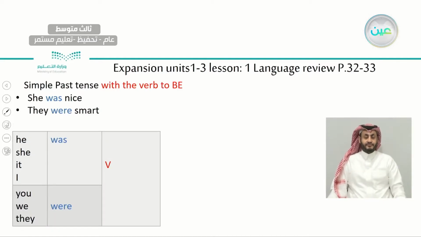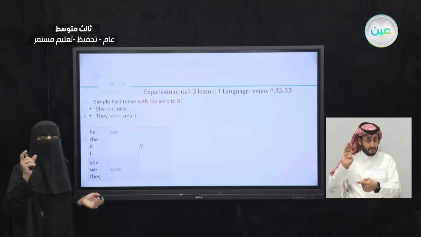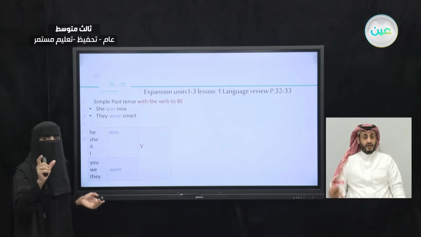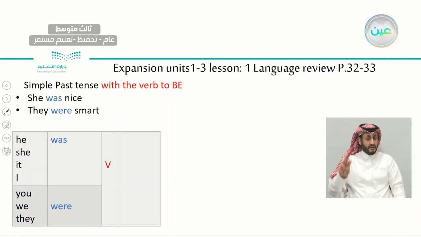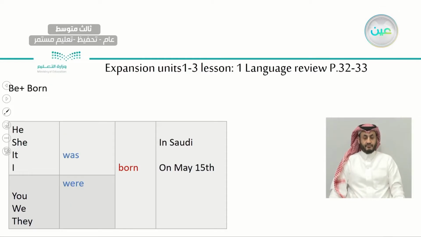Simple past tense with the verb to be. Sometimes the sentence has a verb to be, not like go, study, not a regular verb, a main verb. Sometimes we have the verb to be. Okay, we use was with he, she, it, I, and we use were with you, we, they. Okay, then we continue the sentence.